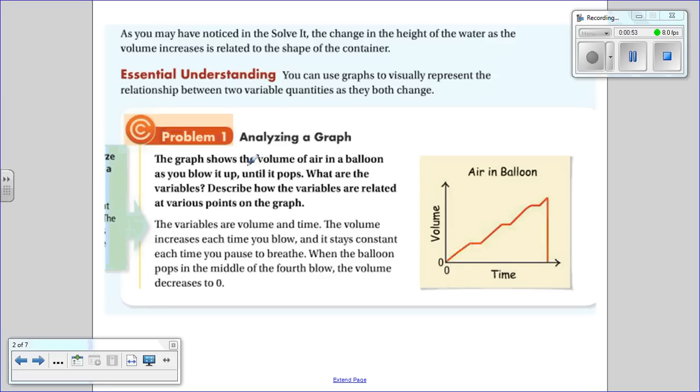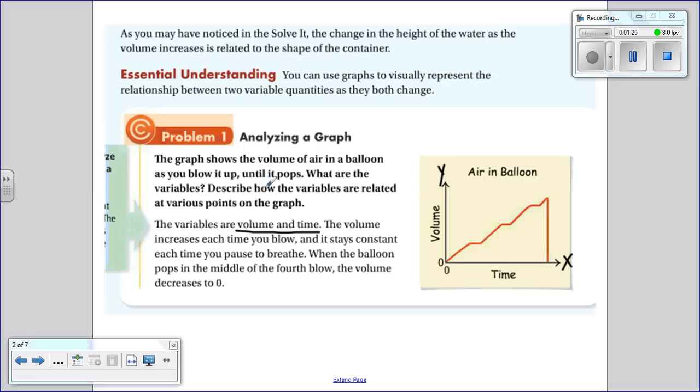Okay? So there are a couple of questions that we have. First off, what are the variables? The variables are almost always going to be what the x and the y axis, so this is your x and this is your y, what those labels are. So our labels are the volume of air in the balloon and the amount of time it takes to blow up the balloon. So the variables are volume and time.